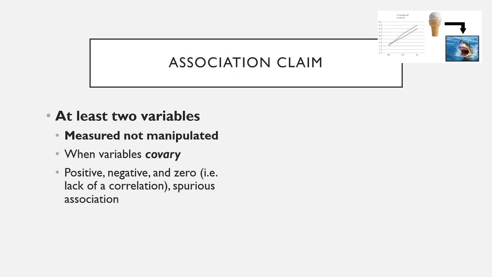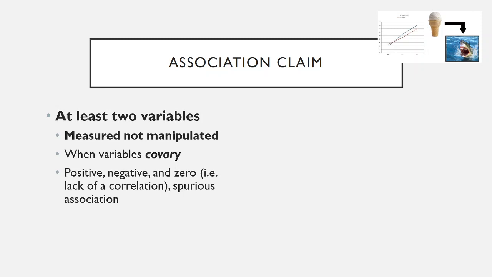Association claims are going to be when you're trying to link at least two variables together. What's going to make this an association versus a causal claim is that both of these variables will be measured. This is the distinction I mentioned earlier, whereby measuring variables are merely taking measurements of how much of a variable or the extent to which a variable exists, and you're not manipulating or changing anything about them. You're just measuring the extent that a variable is there. This is the heart of correlational claims. This is when you're trying to establish that certain variables covary or go together.